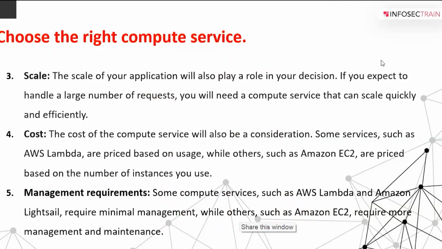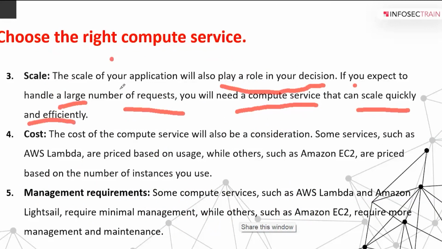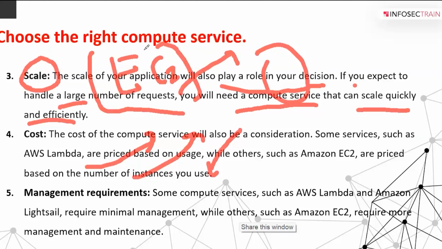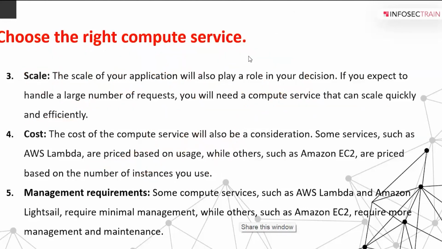Then there's something called the scale. The scale of your application plays an important role in your decision. If you expect to handle a large number of requests, you need a compute service that can scale quickly and efficiently. The best example is EC2. Scale also comes under the requirement part. If there is a huge requirement, you can scale up quickly, and when the requirement has gone, you can scale down quickly as well. Based on that also, you choose the compute service. It varies. Some places you will see EC2 is greater, somewhere Lambda is good.